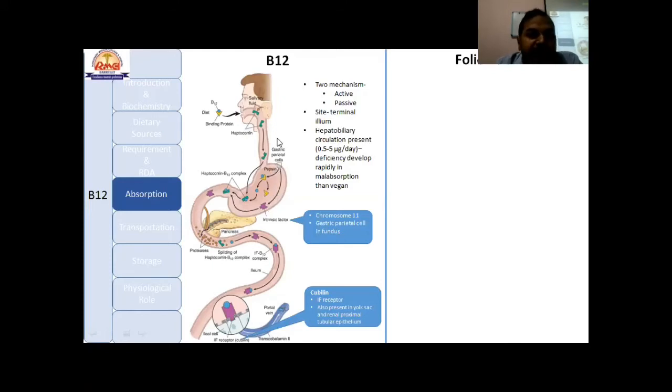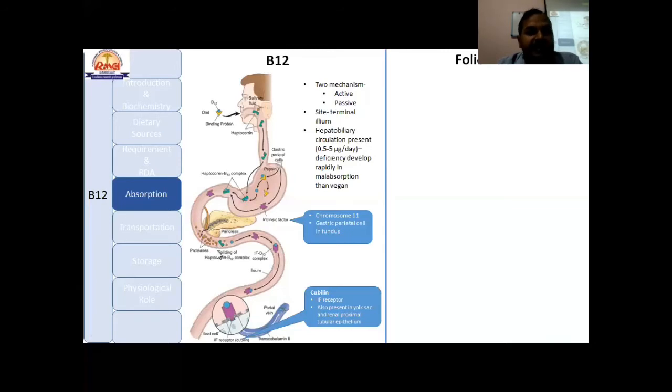The gastric parietal cells, which are situated in the fundus, also secrete something known as intrinsic factor. This intrinsic factor goes along with the hepatocorrin B12 complex to the intestine. The pancreas and liver are pouring some alkaline content, making the pH of the content more than 6, meaning alkaline.